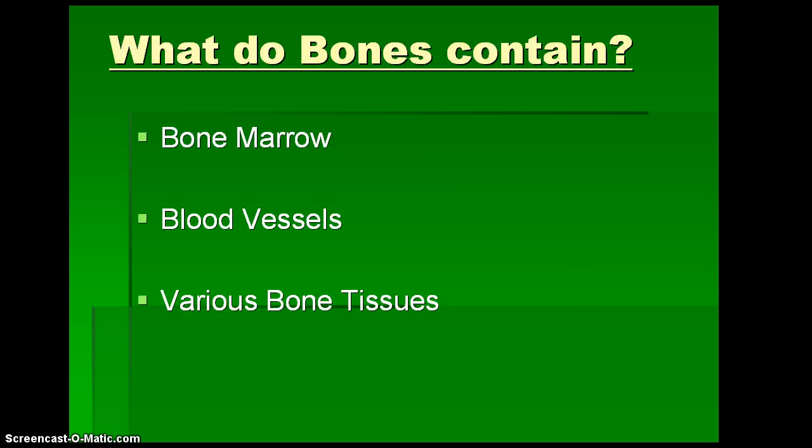What do bones contain? Bones contain bone marrow, blood vessels, and various bone tissues. When we get into muscle tissues, there's a type of muscle tissue called skeletal tissue that we're going to be discussing later. While that doesn't make sense now, you'll understand how skeletal muscle relates to the skeletal system and how skeletal muscle is in fact a muscle, not a bone.